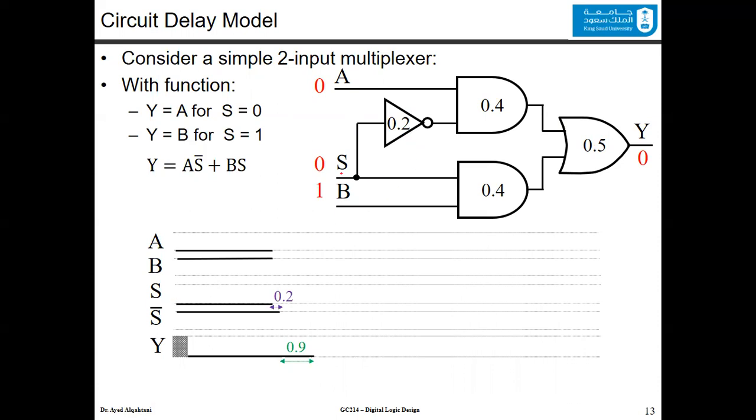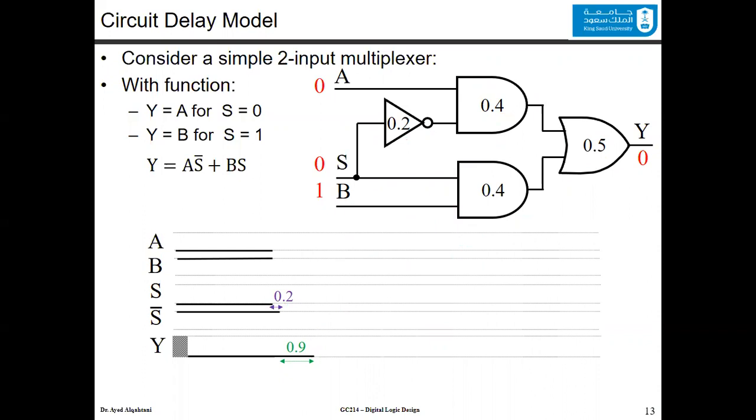We have a delay that changed the value of S from S to S bar. This delay is the inverter delay, which is 0.2 and represented here. After 0.2 nanosecond, the S bar can change, but before that, the value was still the old value. Now, for the output Y, only after you pass 0.9 nanosecond, being 0.2 here in the inverter, and 0.9, which is the addition of 0.4 and 0.5, only at that time is the output generated, and the output here is 0. So that was at the beginning.